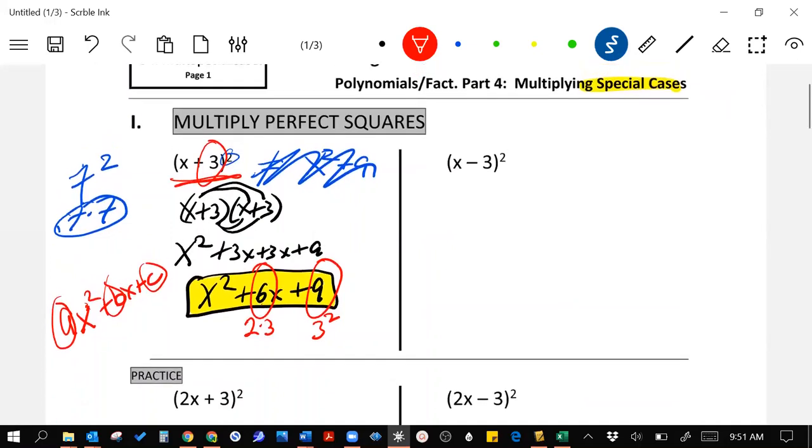So when I look at this one over here, oh, and the sign stays the same for the middle one. So when I look at this next one here, I know immediately I can do x squared, and I can double this to make it negative 6x, and I can square it to get the end.